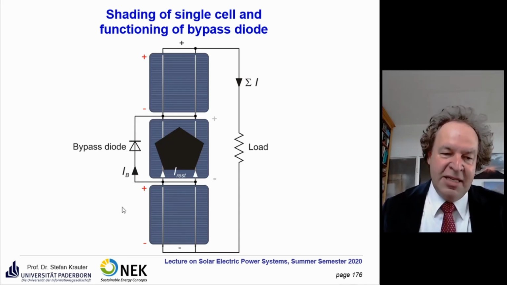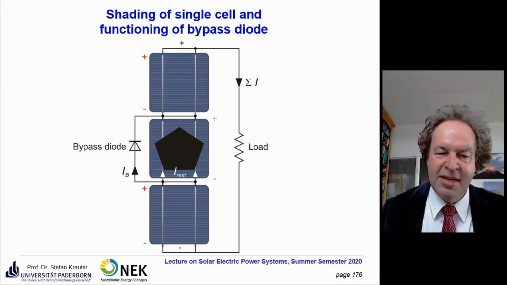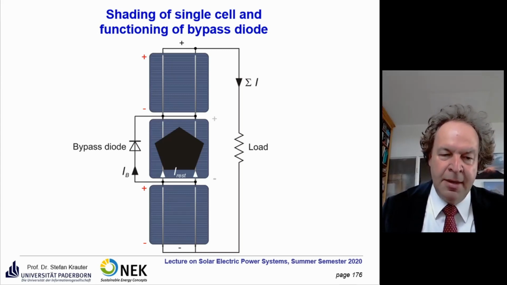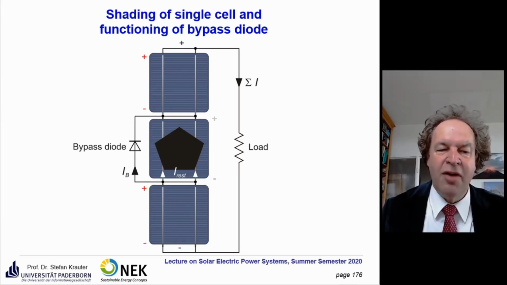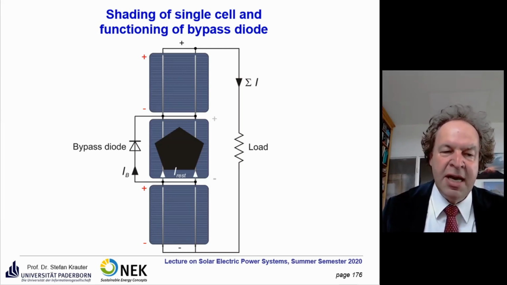Usually it would be best if you would apply a bypass diode to every single cell, but it's rather expensive and the manufacturing is quite complicated. So what has been done by the industry, they apply a bypass diode to every string or every two strings, and they put them into the terminal box.